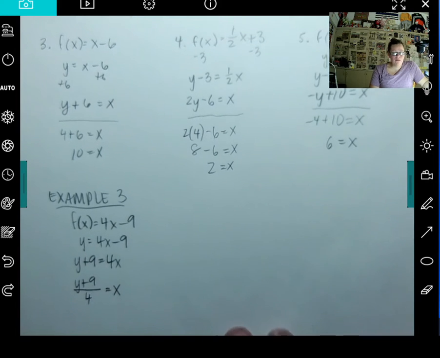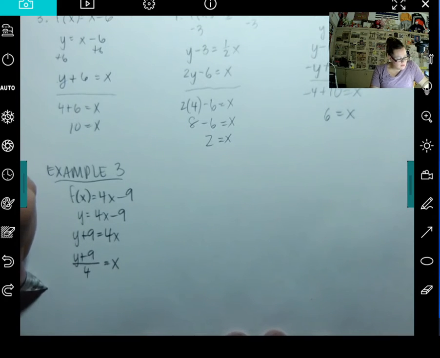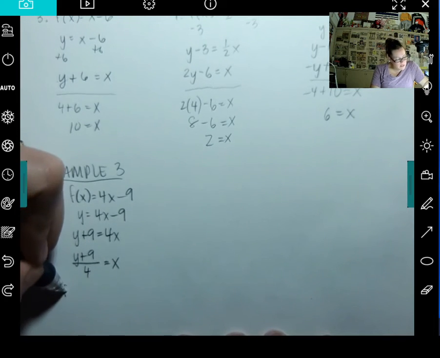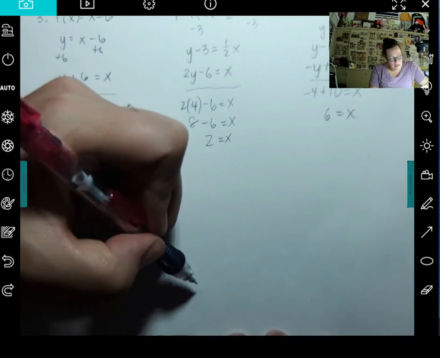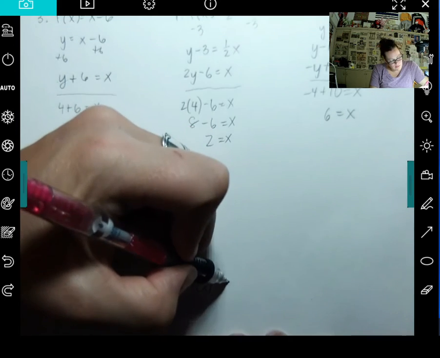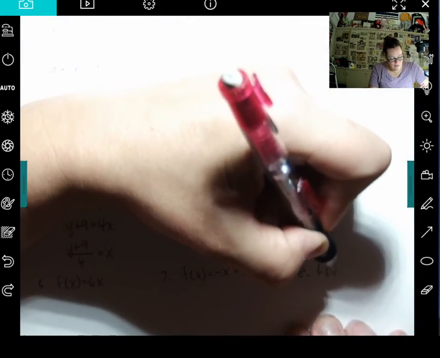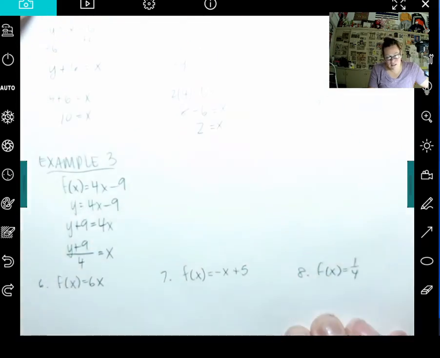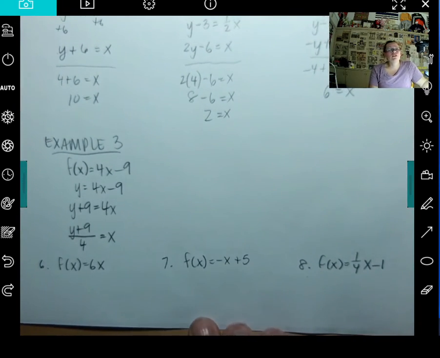There are 3 problems that I want you to try that go with this. So I'm going to write those 3 problems down. For number 6, we have f of x equals 6x. For number 7, we have f of x equals negative x plus 5. And then for number 8, we have f of x equals 1/4 x minus 1. Okay, so go ahead and pause the video and try these 3 problems. You are just solving for the inverse. So you're just finding the inverse function.